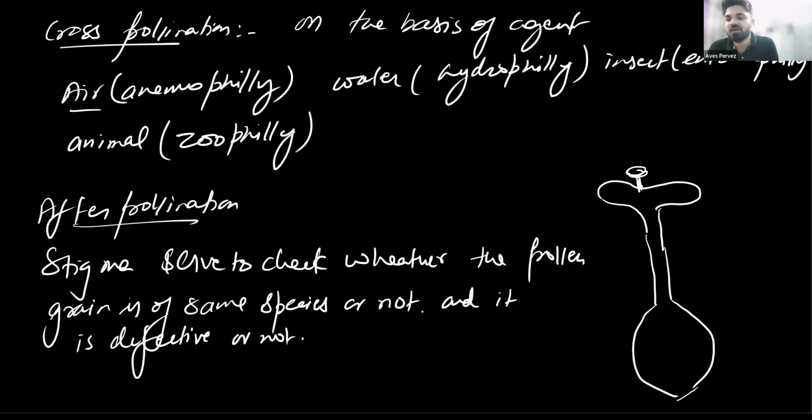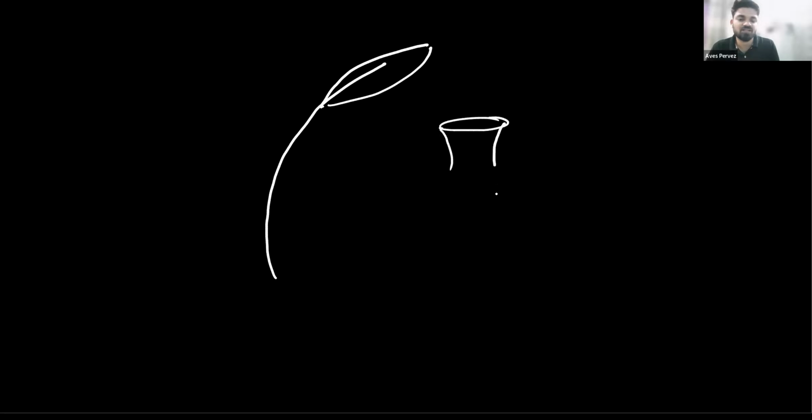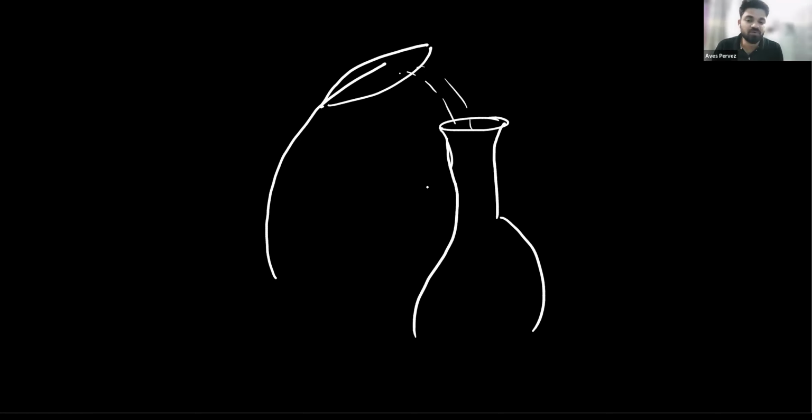If the pollen grain is transferred from the anther to the stigma, what is going to happen? Let me explain. First of all, the stigma has to check whether the pollen grain is of the same species or not. Understand this very clearly: stigma is the bed for the developing pollen grain.